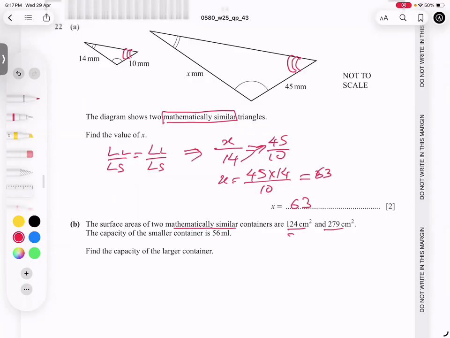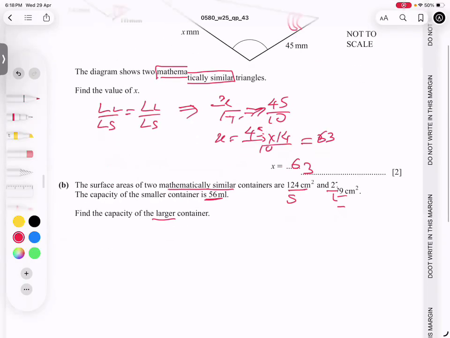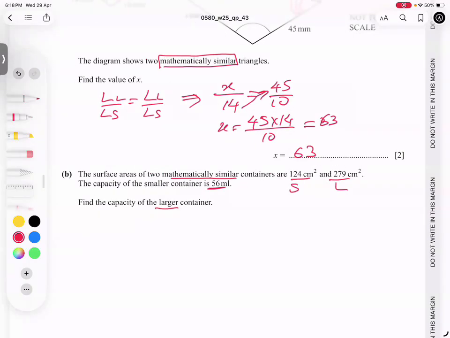Now, the surface areas of two similar containers are this much and this much. One is small, one is large. He is asking for the small container capacity, volume. This is called volume, and the larger capacity is what we're looking for. So basically, volume and surface area are connected. Volume of large by volume of small, area of large by area of small. An interesting part, students, I'll tell you in depth. Volume is measured in centimeter cube, and area is measured in centimeter square. They are not equal. How do we make them equal?